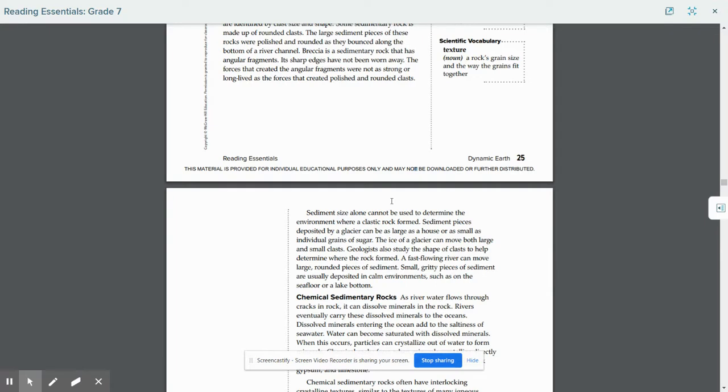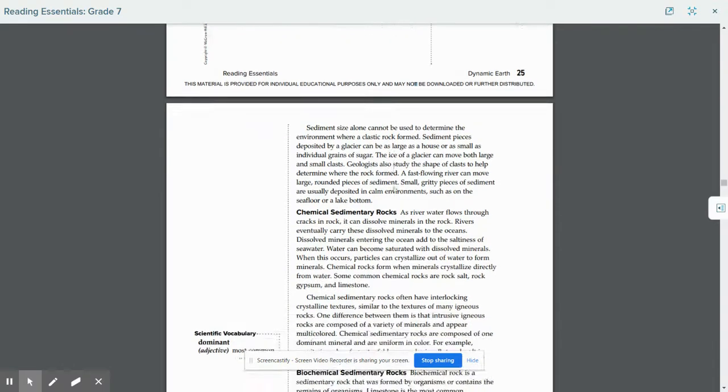The ice of a glacier can move both large and small clasts. Geologists also study the shape of clasts to help determine where the rock formed. A fast-flowing river can move large rounded pieces of sediment. Small gritty pieces of sediment are usually deposited in calm environments such as on the seafloor or a lake bottom.